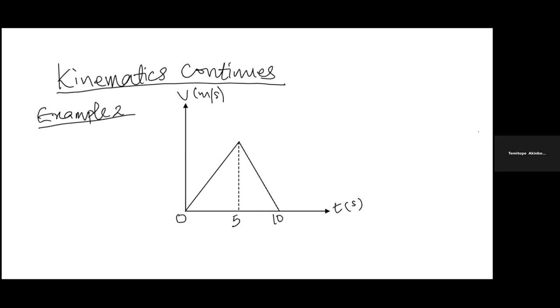The velocity of Q is given by V equals 3t minus 0.3t squared, for 0 less than or equal to t less than or equal to 10.